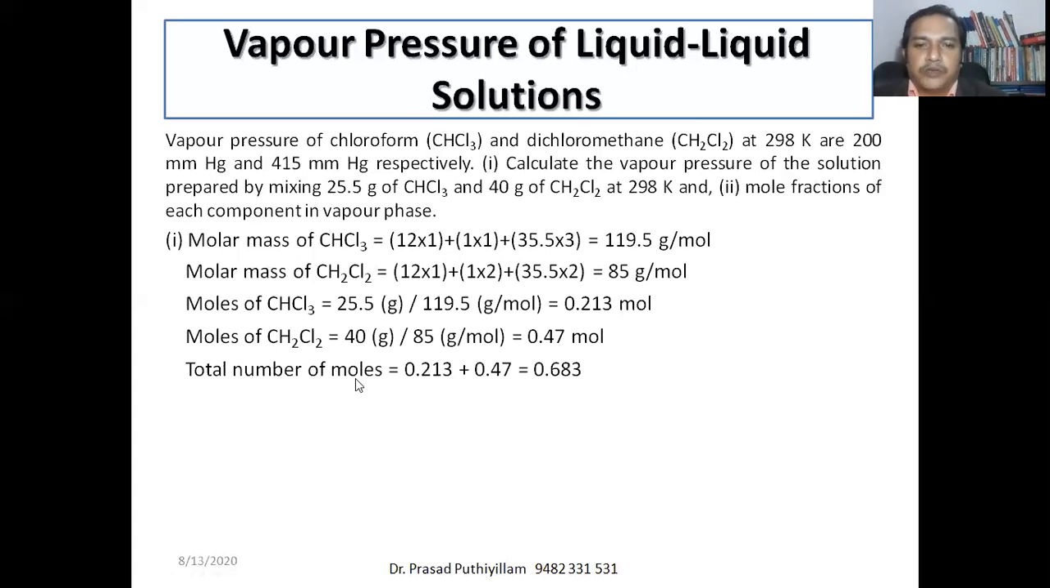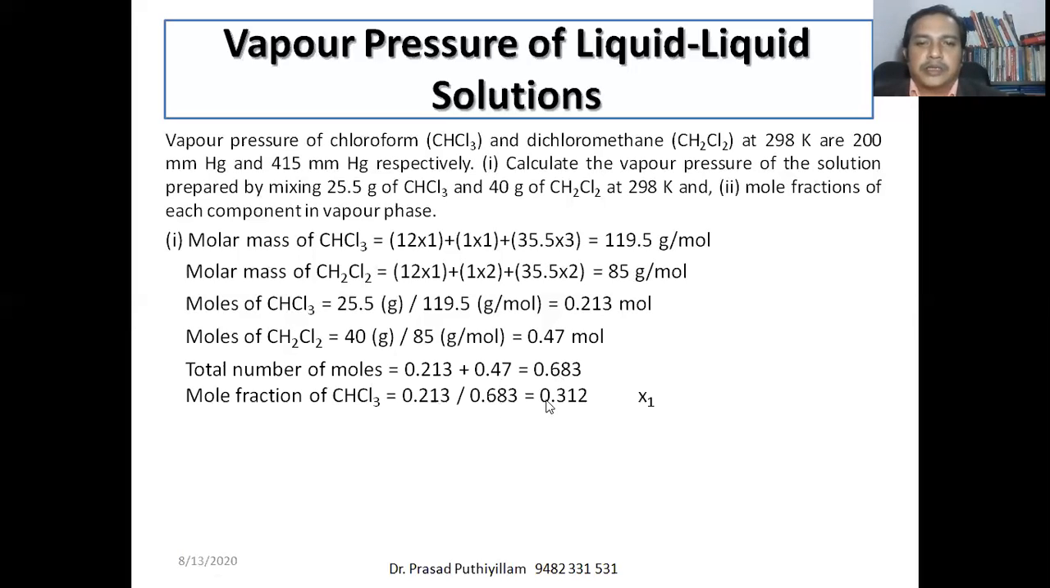Total number of moles, if we calculate, only these two molecules are there. Therefore, the total will be 0.683. Then we can calculate the mole fractions. Mole fraction is the number of moles divided by the total number of moles. So the number of moles of CHCl3 is 0.213, divided by the total value, 0.683. We are getting a value of 0.312.